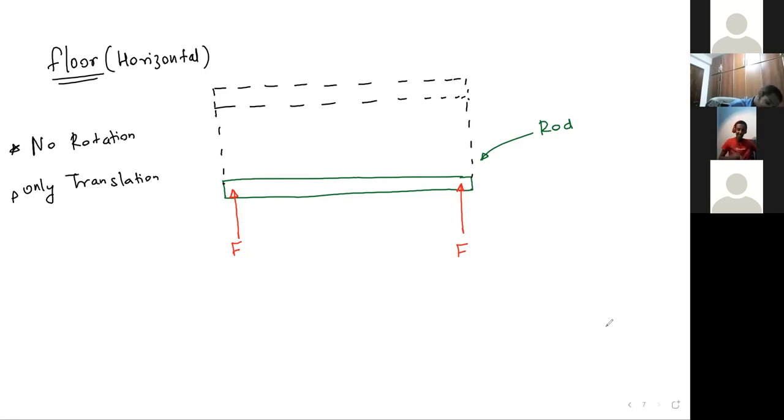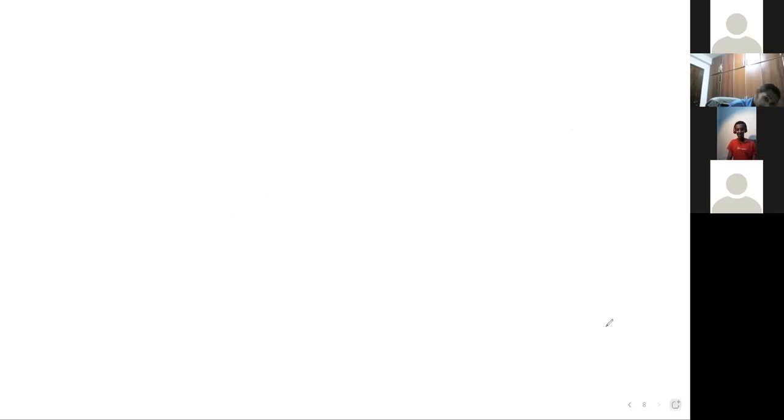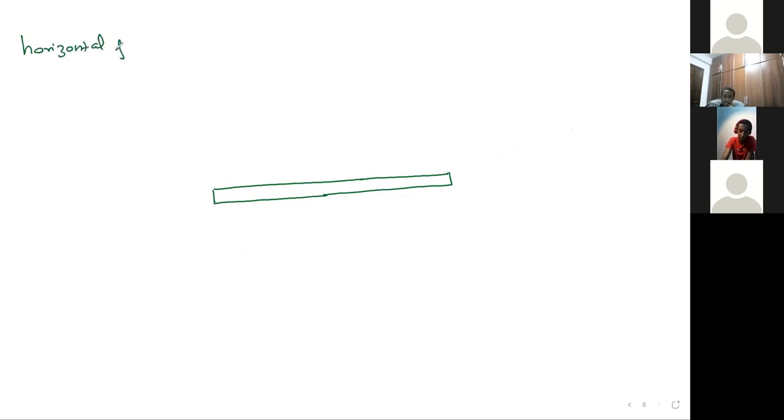Now let me take one more example. I think this might confuse you or maybe excite you. I'm not sure. Let's see. Again, the same rod on the horizontal surface. It's a horizontal floor. Now what is happening is you are applying one force like this and you are applying one force like this, of the same magnitude. Tell me what will happen.